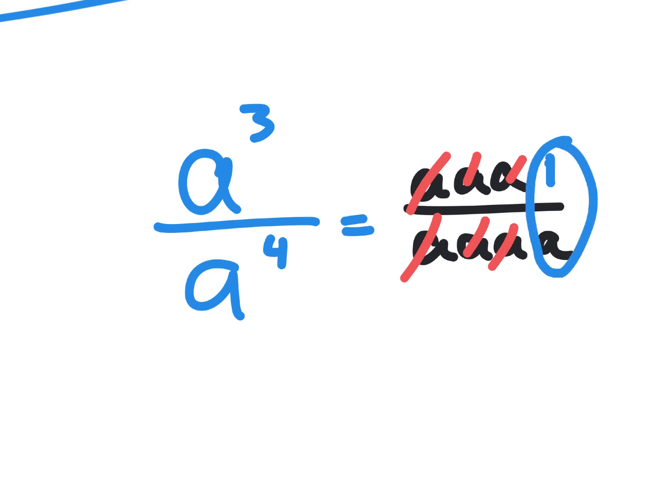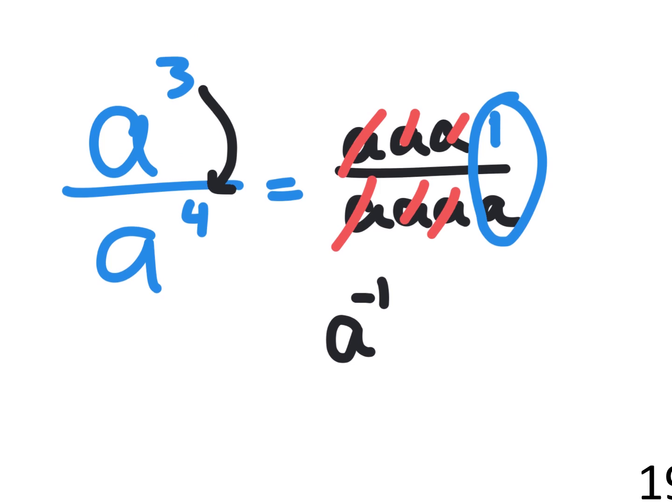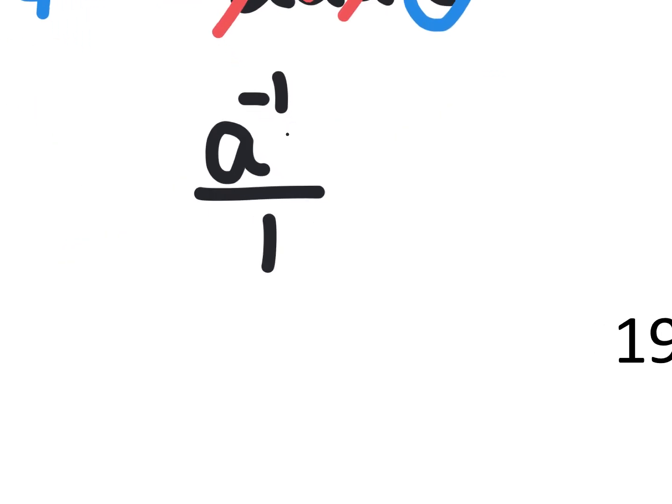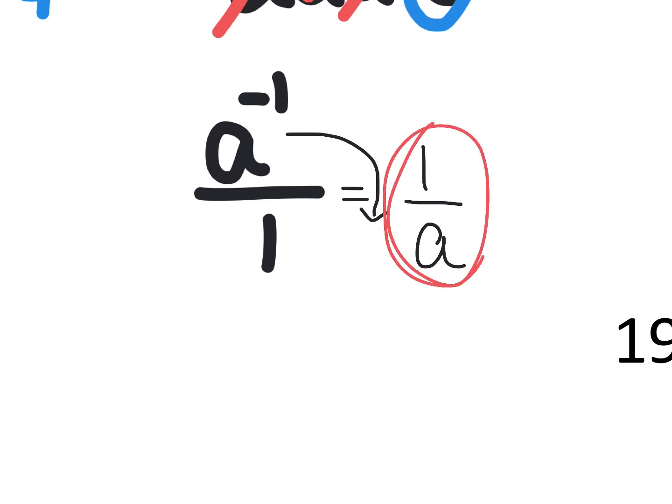Now, some kids will say, but I thought you're supposed to subtract the powers. You do, but you get a to the negative 1, and you're supposed to know that you can't leave it that way and that negative powers are unhappy. So they move down to the basement and become positive. That's how I got 1 over a.